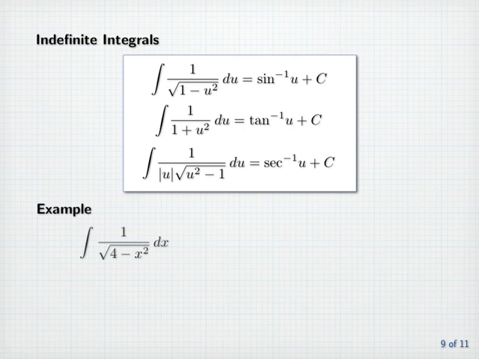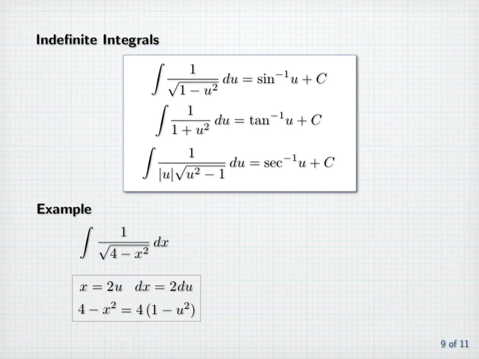Example. Let's find the indefinite integral of 1 over the square root of 4 minus x squared dx. Notice here that if the 4 were a 1, this would simply be the inverse sine of x. So how do we deal with the 4? We'll make a substitution. We'll replace x with 2u, because by doing that, 4 minus x squared will become 4 minus 4u squared, from which we can factor a 4, leaving the other factor to be 1 minus u squared. Now with x equal to 2u, dx equals 2 du.